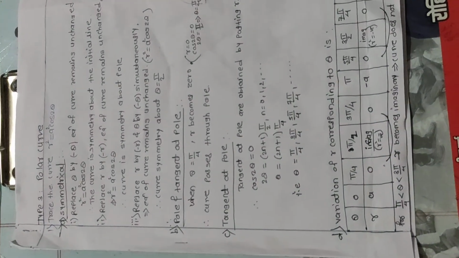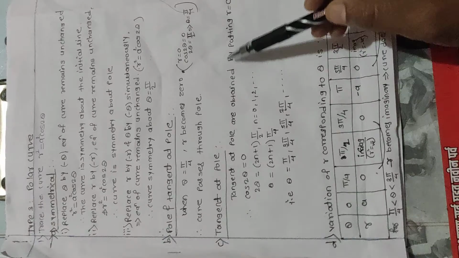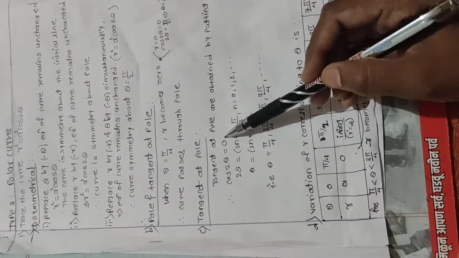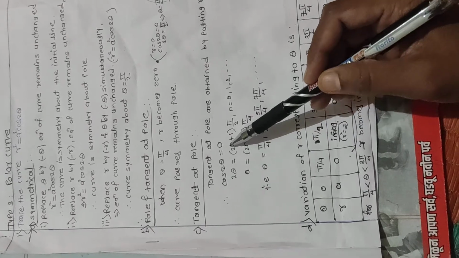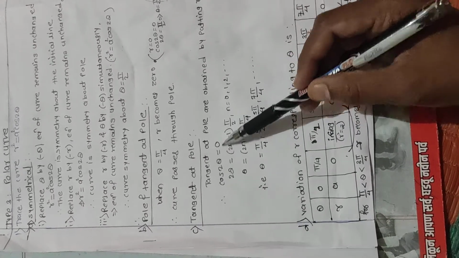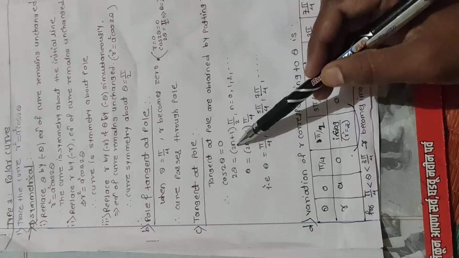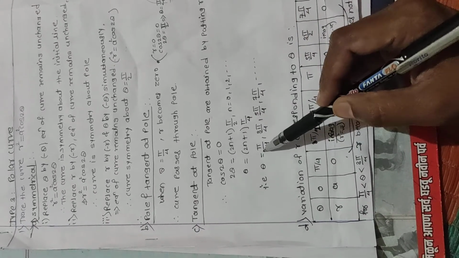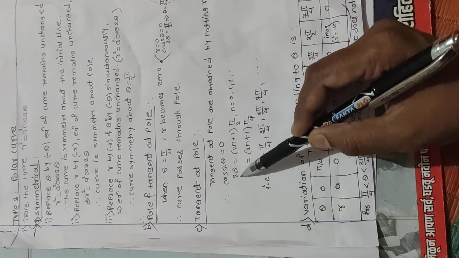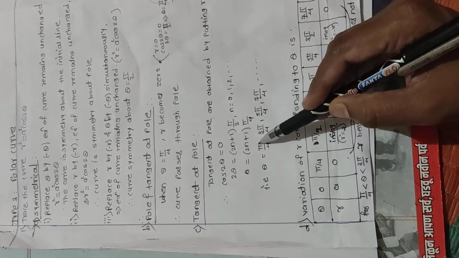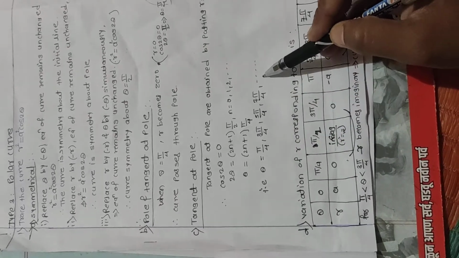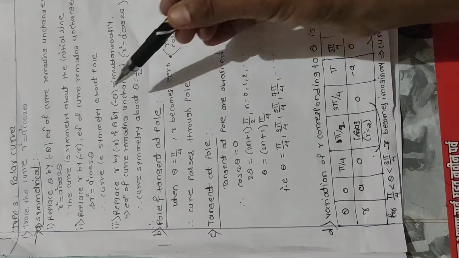So how to find the tangent at the pole for this equation? You have to put r equal to 0 in that equation. So we get cos 2 theta equal to 0. So 2 theta equals cos inverse of 0. What are the possibilities of cos inverse 0 in the nth term? 2n plus 1 pi by 2. That means the possibilities of theta, after shifting the 2 to the right-hand side, are pi by 4, 3 pi by 4, 5 pi by 4, 7 pi by 4. So these are the tangents of this curve, right? We just have to use this condition.